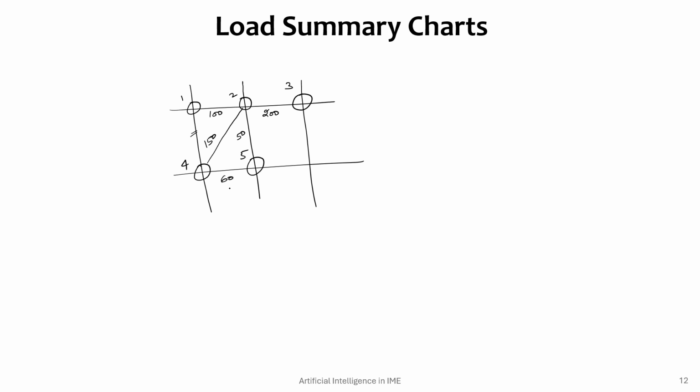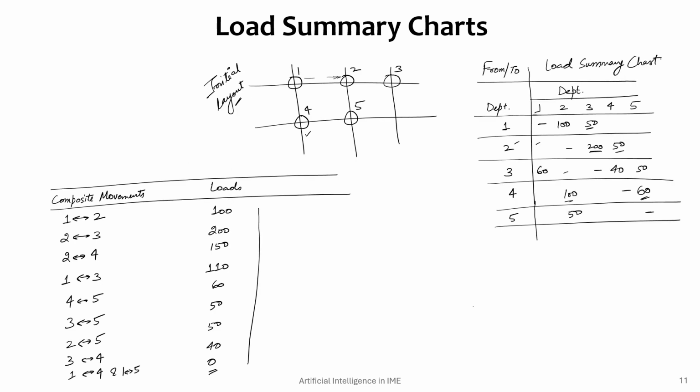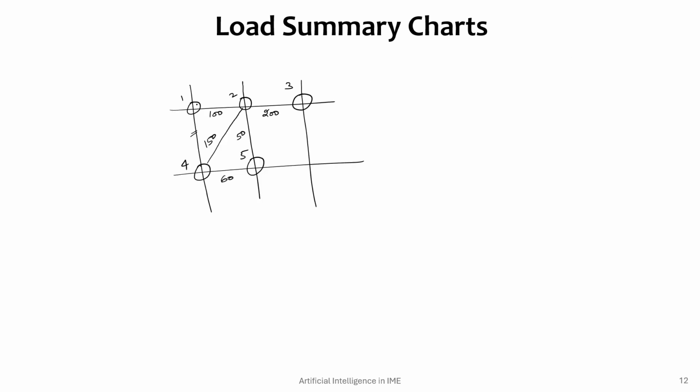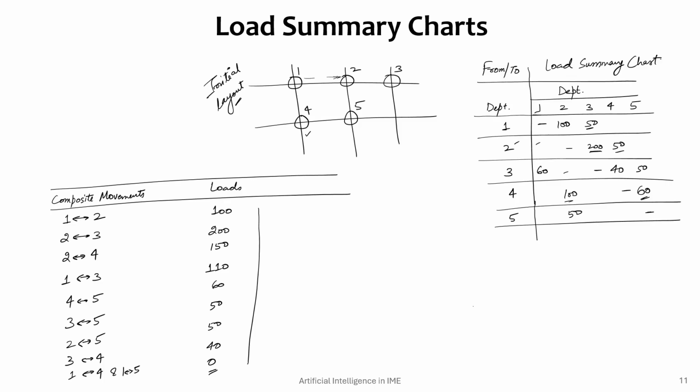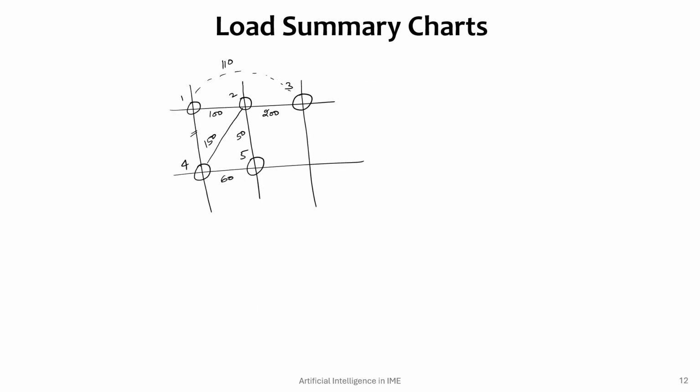Okay. Now there were some non-adjacent loads like 1 and 3. So 1 and 3 is 110. So we can utilize a dashed arc between 1 and 3 because they are non-adjacent, right? And this is 110. Finally, another non-adjacent load was 3 and 4, right? So 3 and 4, this is around 40.